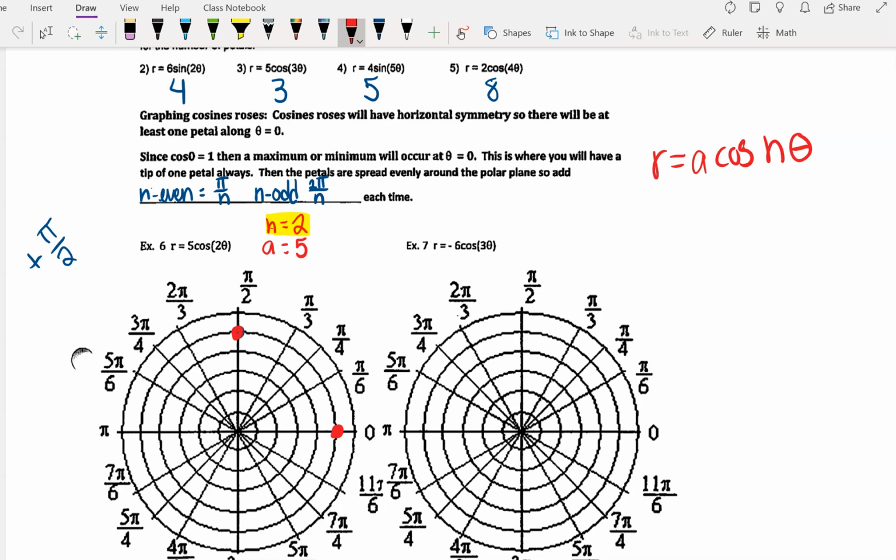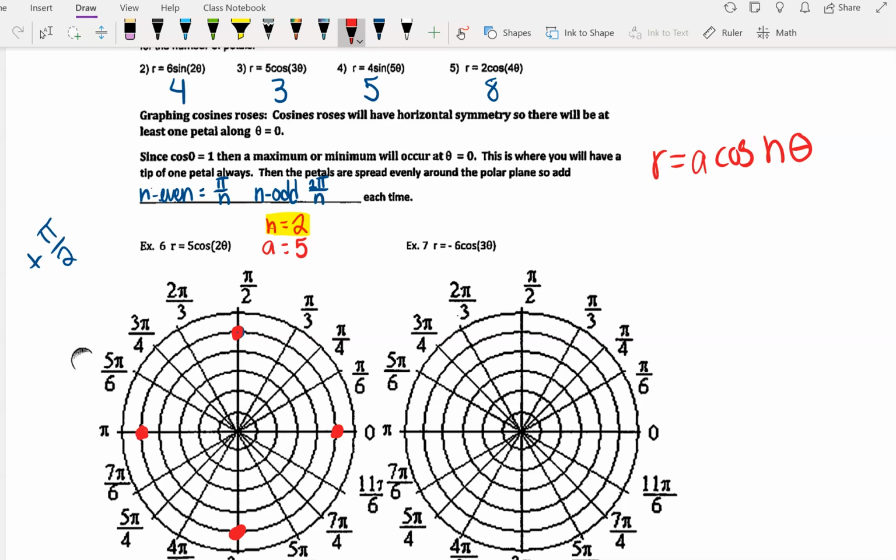And then I do the same thing all the way around the circle. So I add another pi over 2. That's going to take me over here to pi. It still reaches out to 5. And then I add another pi over 2. That's going to take me to 3 pi over 2, which is down here. And then if I added another pi over 2, it's going to take me back to where I started. So I am going to have 4 petals because I have 4 petal tips there.